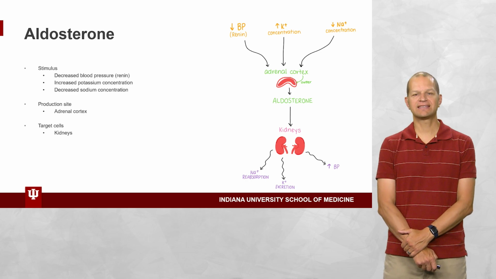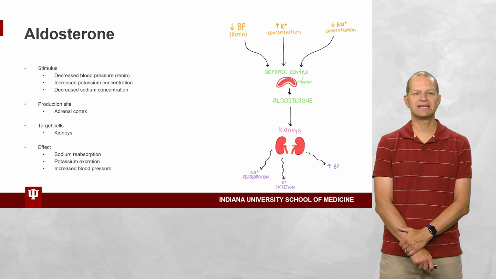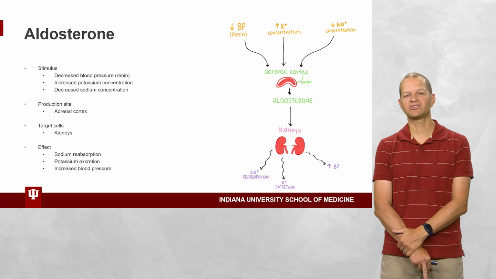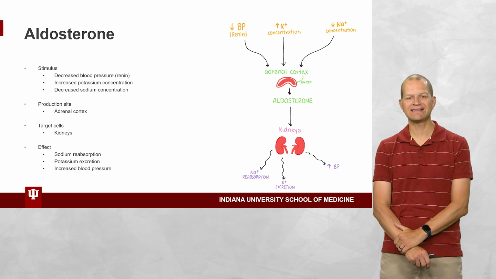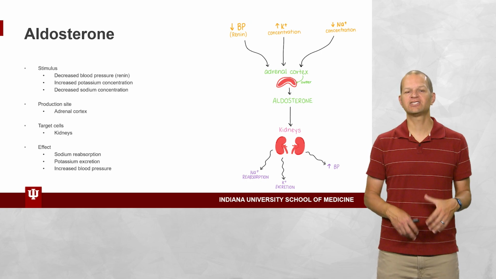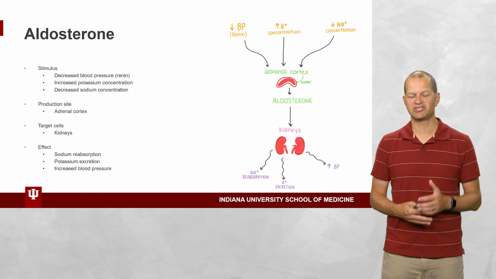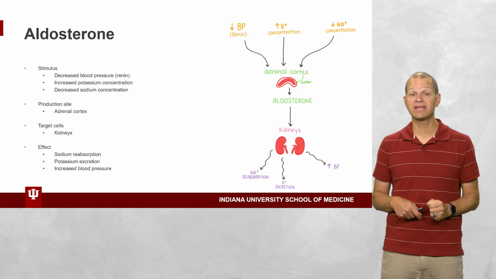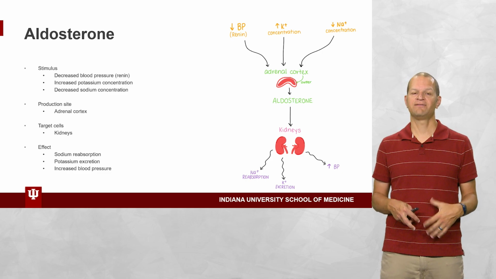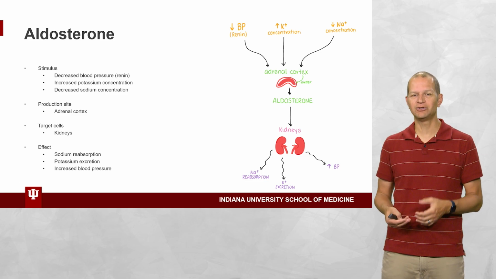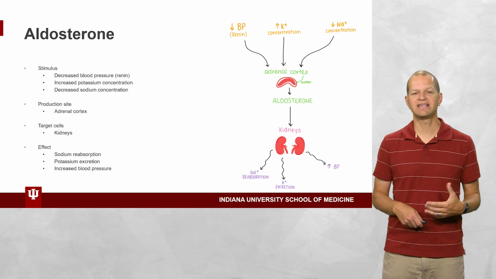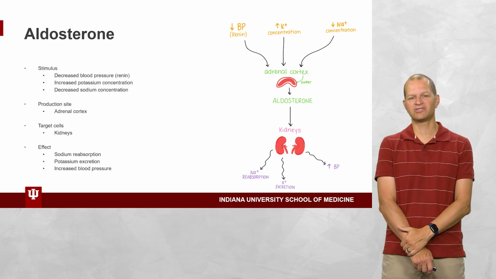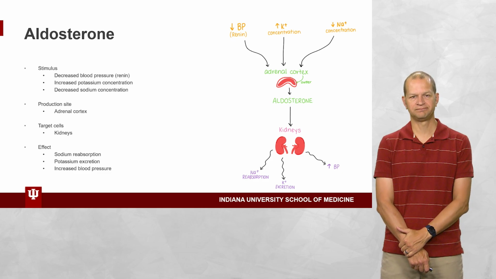Okay, it targets the kidneys, and ultimately what it's doing is it's increasing sodium reabsorption, so we're bringing sodium back into the bloodstream. We're getting rid of potassium, okay, and ultimately this will lead to an increase in blood pressure. This is kind of an indirect effect, but what happens is when we hold on to sodium, we hold on to water. And if you have more water in a balloon, you're going to have greater pressure in the balloon. The same is true of your blood vessels. So if we increase the amount of water that's in our bloodstream, we're going to have higher pressure.